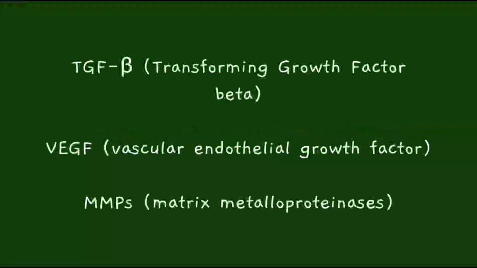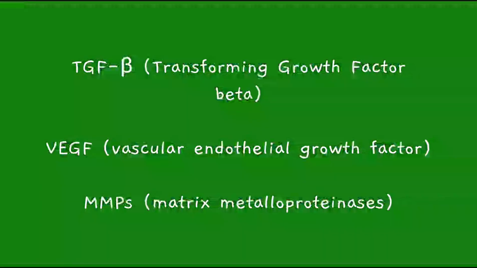Then tissue repair and remodeling, in that TGF beta, that is transforming growth factor beta, VEGF, that is vascular endothelial growth factor, and MMPs, that is matrix metalloproteinases, that promote collagen remodeling.